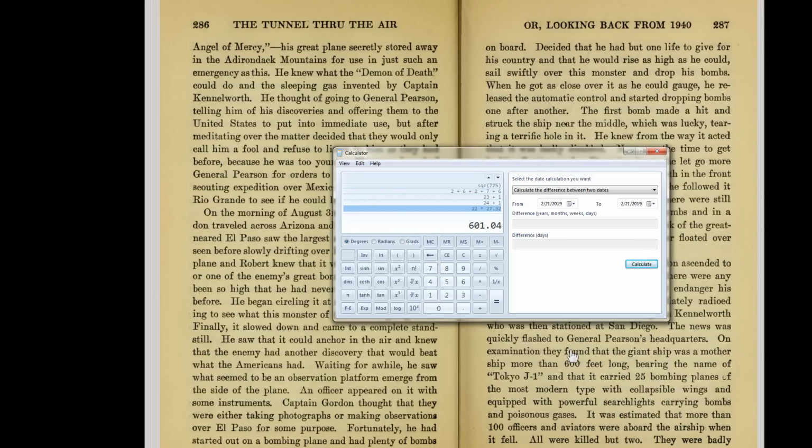Okay, so if we add, here's August 3rd, 1930, and we add 601 days to it, we get March 26, 1932, which doesn't seem that important at this point in time.